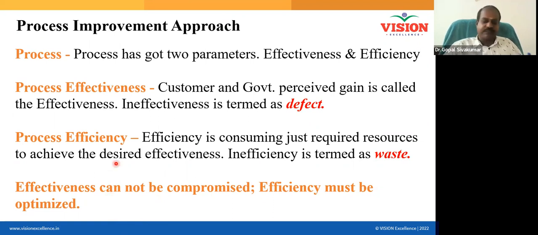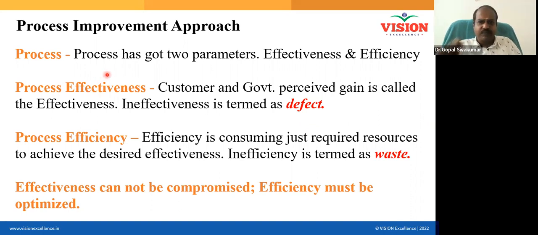First of all, what is a process? Process means I'll be doing a set of activities. Am I right? Process means a set of activities. By performing the set of activities, what do I do? I convert the input to output. And so the process has two parameters. One is called effectiveness. Another one is called efficiency. Effectiveness means your set of activities always converts the input into the required form of output.